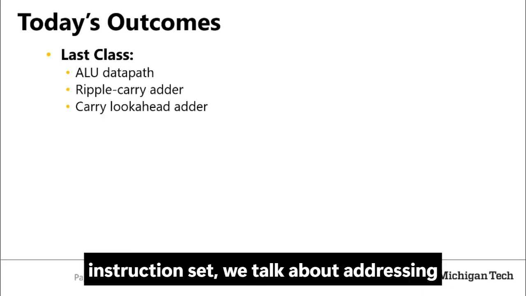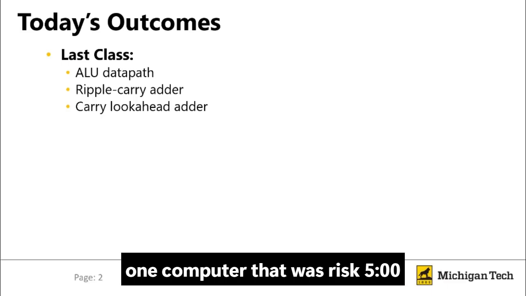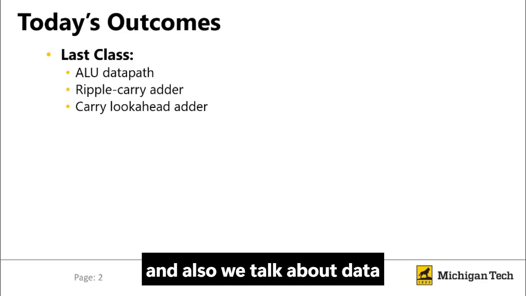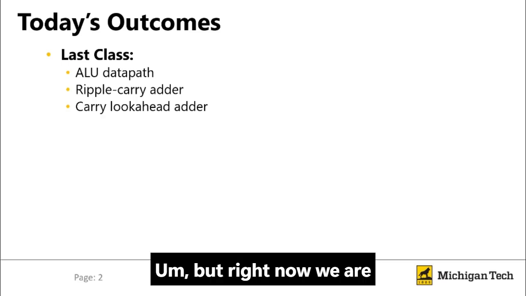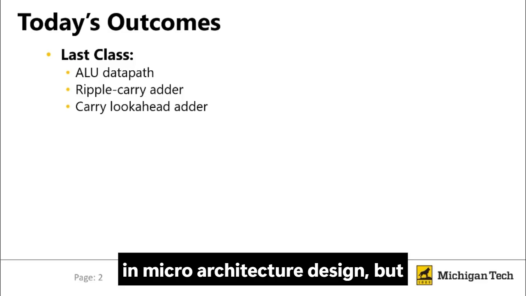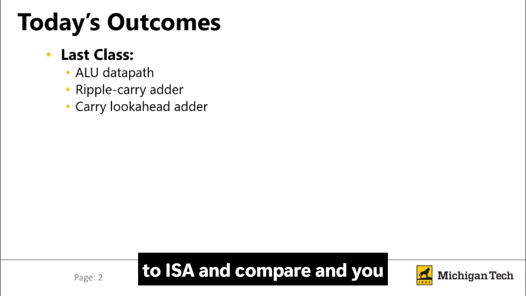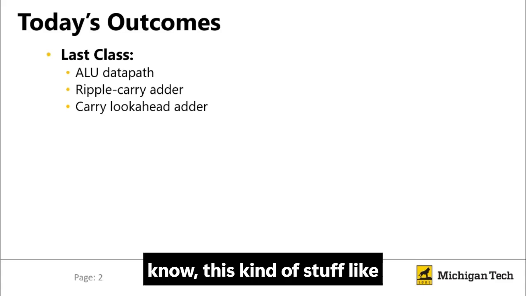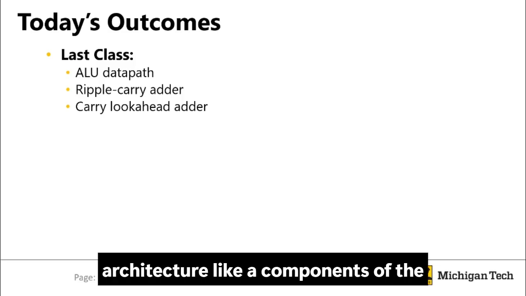We talk about instruction set. We talk about addressing modes. We talk about registers in one computer. That was RISC-V. And also we talk about data type a little bit. But right now we are in microarchitecture design, but sometime we're going to come back to ISA and compare and this kind of stuff. Like today, we are still designing microarchitecture, like a components of the computer.